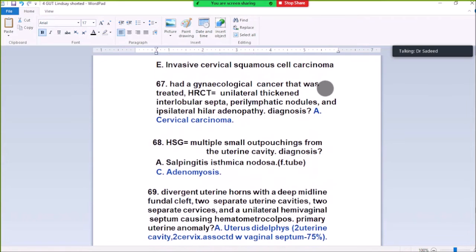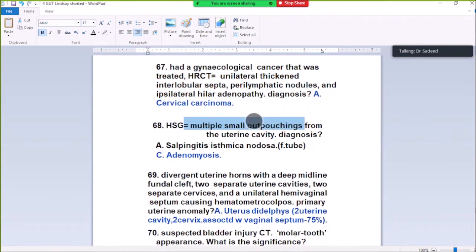Question 67. A patient had a gynecological cancer that was treated. HRCT shows unilateral thickened interlobular septa, polygonal lymphatic nodules, and ipsilateral hilar lymphadenopathy. So this is lymphangitic carcinomatosis due to cervical carcinoma. Cervical carcinoma was treated by radiation therapy and the patient developed lymphangitic carcinomatosis.